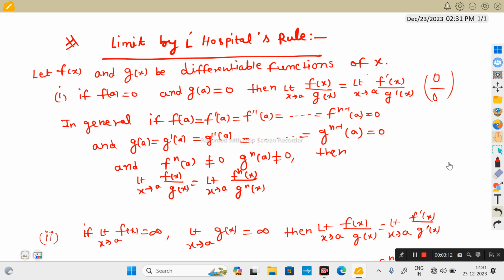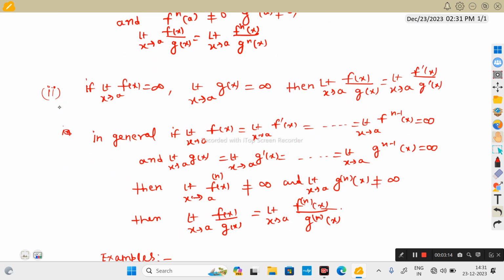Again, the second case is called the infinity by infinity form, since f(x) tends to infinity as x tends to a and g(x) tends to infinity as x tends to a. Therefore this is called the infinity by infinity form. If the 0 by 0 form or infinity by infinity form is found anywhere in the limit, we use the L'Hopital rule. We are going to discuss this rule with the following examples.